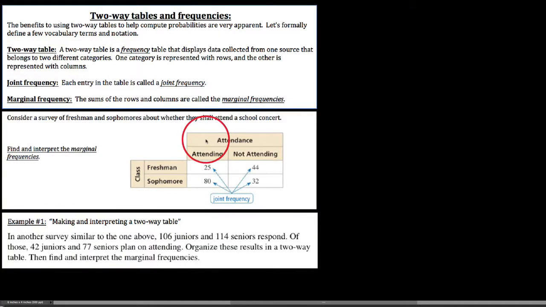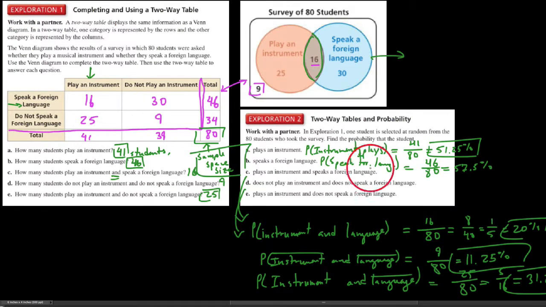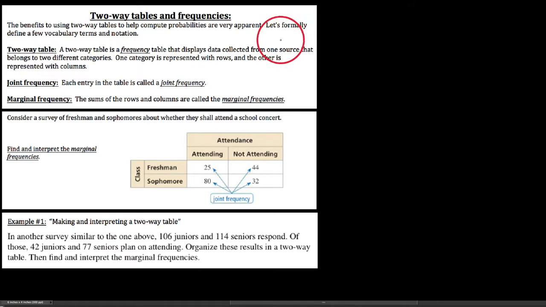Okay, YouTube, this is my second video on two-way tables and using them to calculate probabilities. After looking at our last video, in which we were able to calculate these probabilities using this two-way table and saw how easy that was, it's pretty apparent how we can use two-way tables to help us calculate probabilities and how they're very convenient.